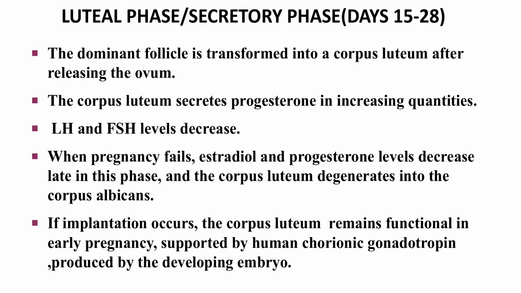Now, at this stage, if fertilization does not take place and there is no pregnancy, then the estradiol and progesterone levels will decrease, and the corpus luteum will degenerate into corpus albicans. But if there is successful fertilization and implantation, this particular corpus luteum will keep on secreting progesterone, which will maintain the endometrial lining in the initial days of pregnancy, and further it will be supported by the human chorionic gonadotrophin hormones that will be secreted by the embryo.